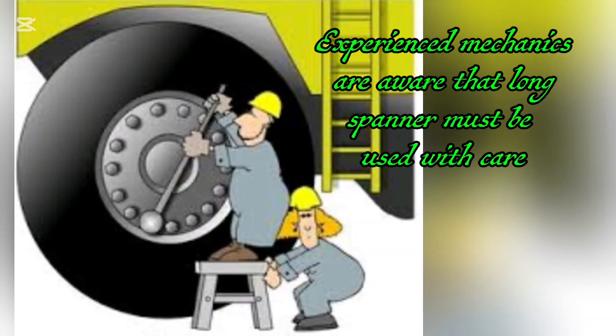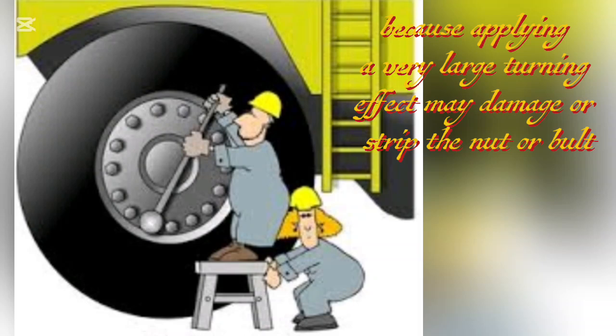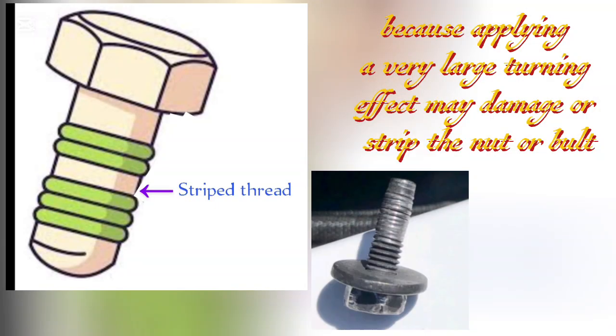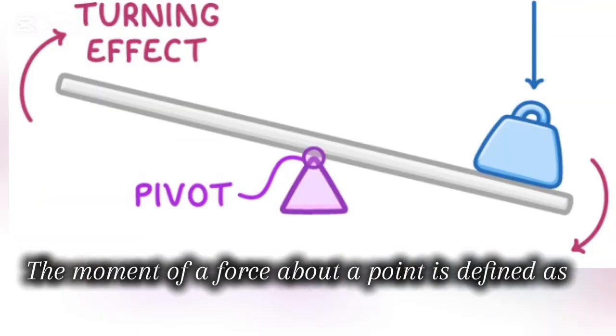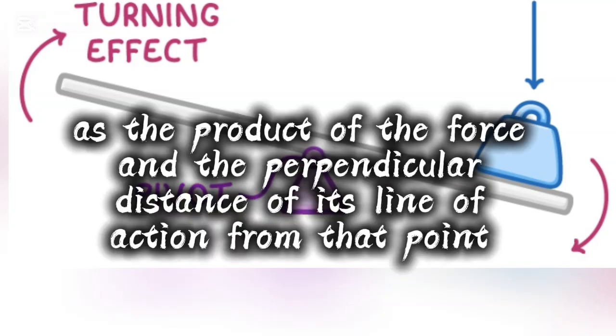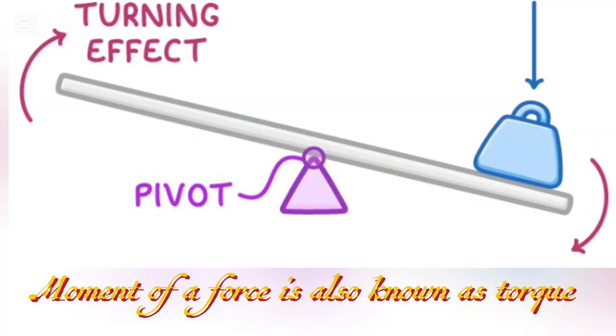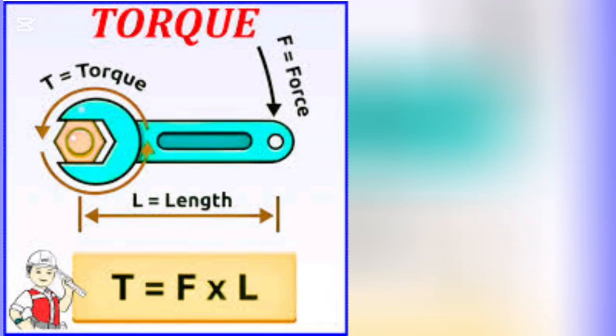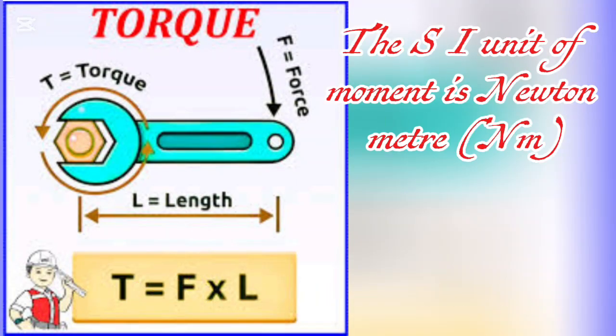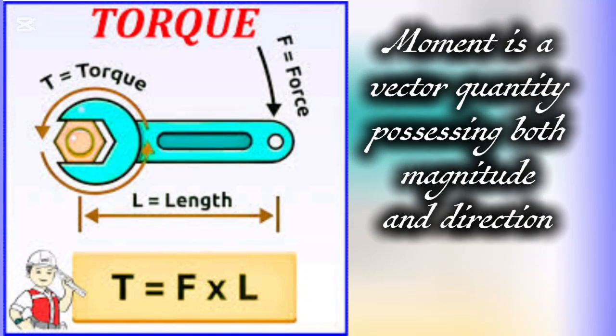Experienced mechanics are aware that a long spanner must be used with care because applying a very large turning effect may damage or strip the nut or bolt. The moment of a force about a point is defined as the product of the force and the perpendicular distance of its line of action from that point. Moment of a force is also known as torque. The SI unit of moment is Newton meter. Moment is a vector quantity possessing both magnitude and direction.